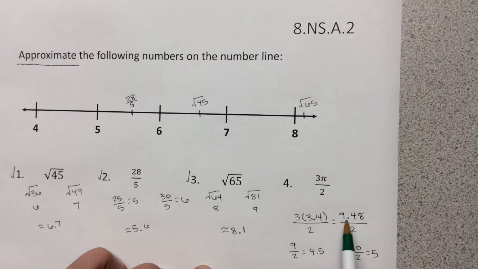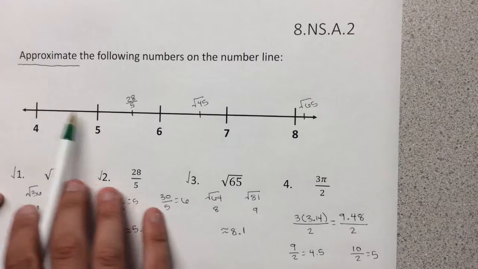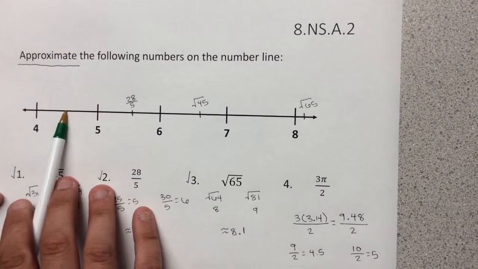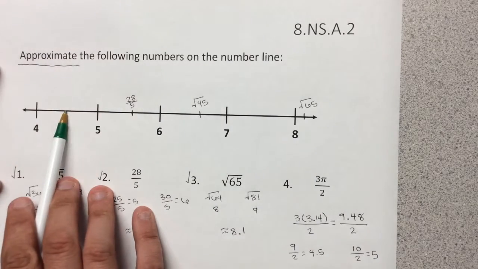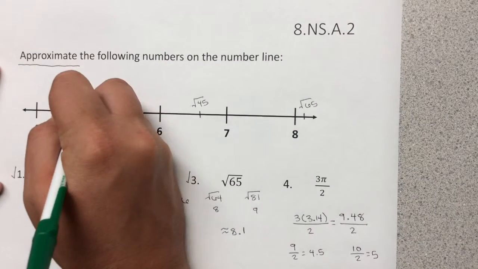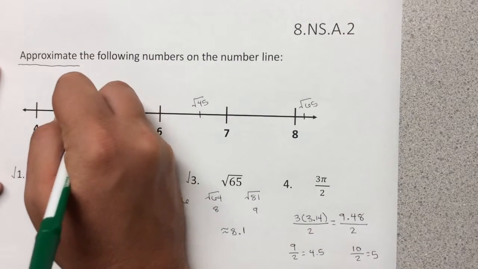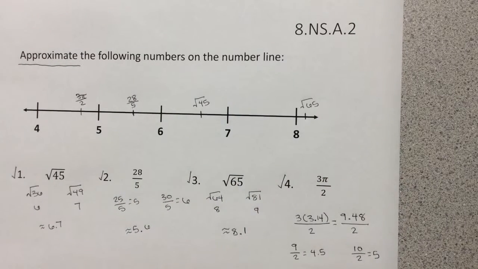Because 9.48, or we can round that to 9.5, is right in between 4.5 and 5, then we can go exactly in between that. So on our number line here, I've got 4 and 5. Right there would be about 4.5, so we want to move halfway with that area. So about right there is where I can make my mark, and that is where we'll say 3 pi over 2 is. We are done with that problem, and now you know more.